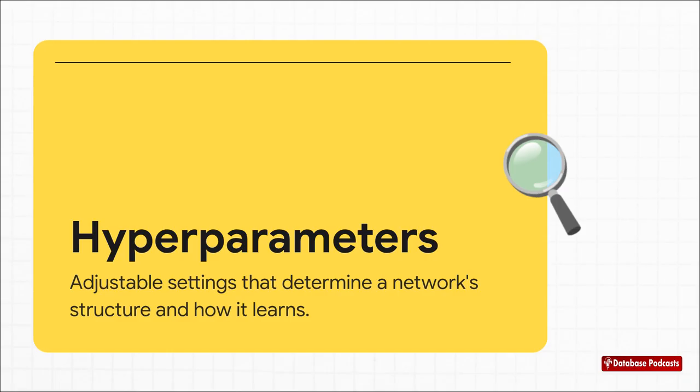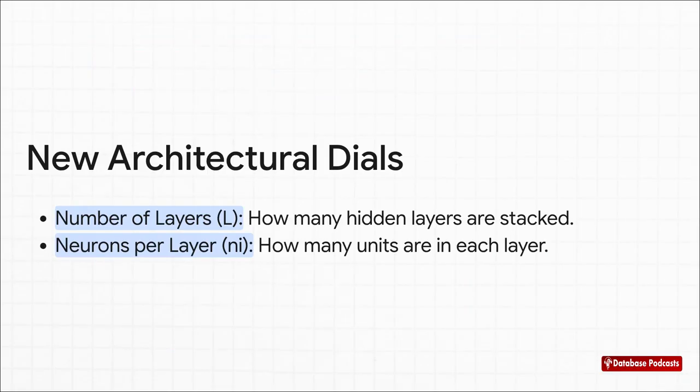The best way to think of them is as the knobs and dials on the network's control panel. Now, what's really key here is that the network doesn't learn these from the data. Nope. We, the people building it, have to set these before the training even starts. So this gives us our first two huge new dials to play with. First, the number of layers. You can think of this as deciding how tall our Lego structure is going to be. And second, the neurons per layer. This one decides how wide each of those floors is. Together, these two settings define the whole shape and capacity of our network.